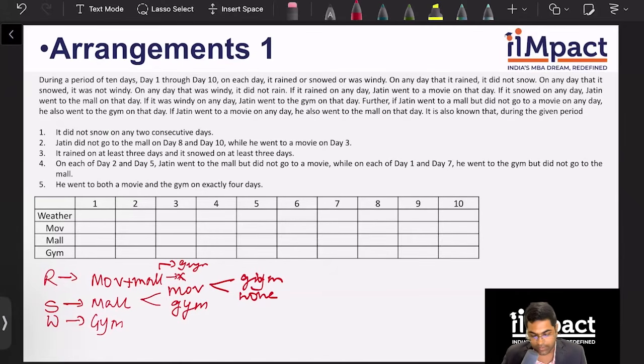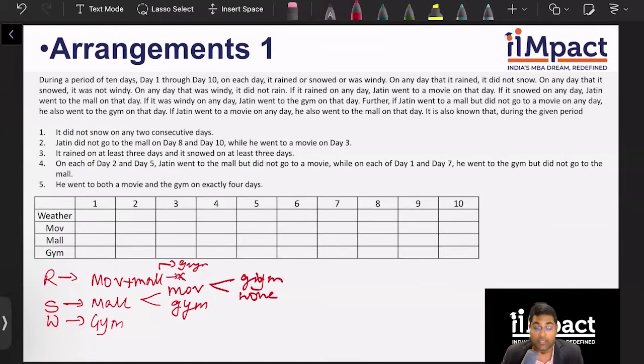Okay. And then I have my clues. So are we clear on how he operates? On a rainy day, movie and mall are mandatory, gym optional. On a snowy day, mall is mandatory, and one of movie and gym is mandatory; the other one is also branched. And on a windy day, only gym is mandatory.